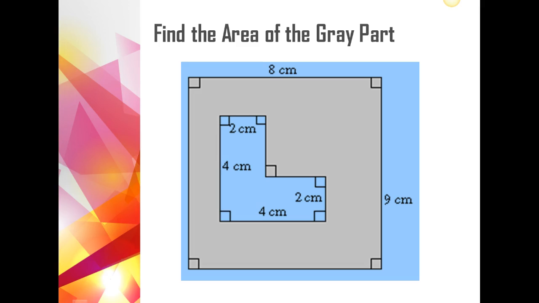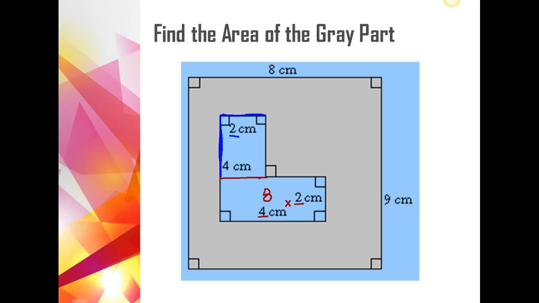One thing we could do is divide this into two rectangles by drawing a line here. The rectangle on the bottom has dimensions of 4 centimeters and 2 centimeters. Its area is 8 centimeters squared. For the second rectangle, we know that its top length is 2 centimeters, but we need to figure out the side length before we can calculate its area.